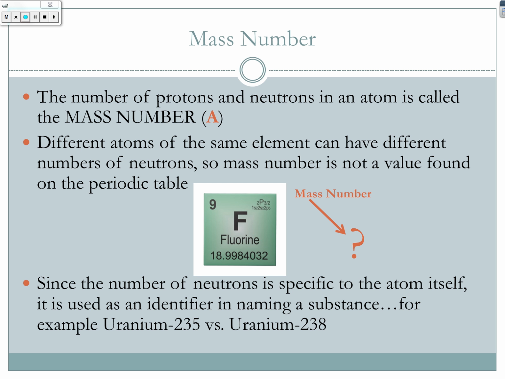I'm going to repeat that again because of the bell. It is used as an identifier in naming a substance. So for example, you can have uranium-235 or uranium-238. And the difference there is that uranium-238 has 3 more neutrons than uranium-235. Now we're going to get more into what happens when you add different numbers of neutrons to elements, but the important thing to remember is that each element can have multiple numbers of neutrons, and these are called isotopes, but we're going to get into those later.